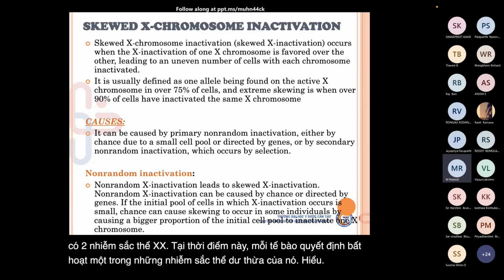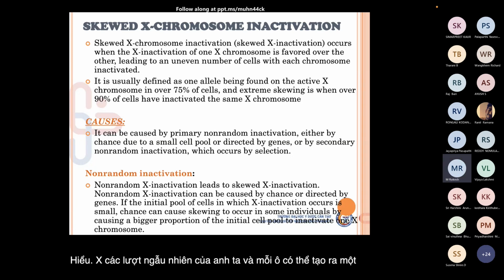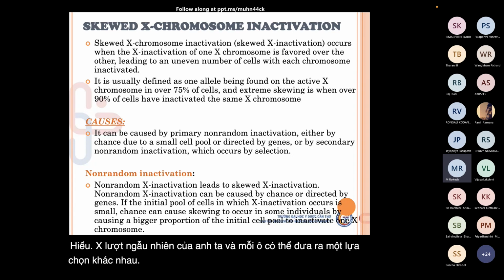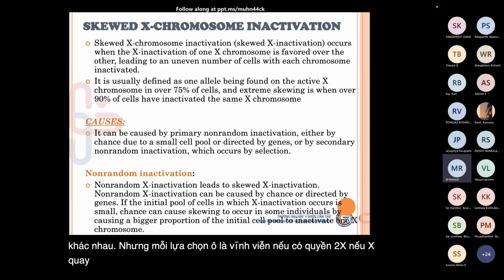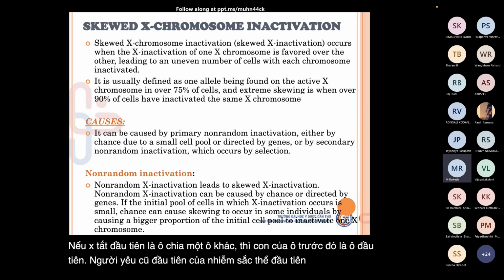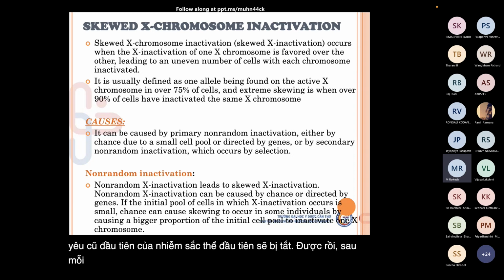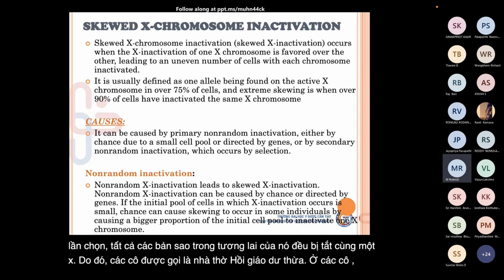The X that turns off is random, and each cell can make a different choice. But each cell's choice is permanent. If there's a 2X, and the first X turns off, then when the cell divides, the child of the previous cell will also have the first X chromosome turned off. After each cell chooses, all of its future copies have the same X turned off. Therefore, girls are called mosaics of X's. In girls, this is called X inactivation.